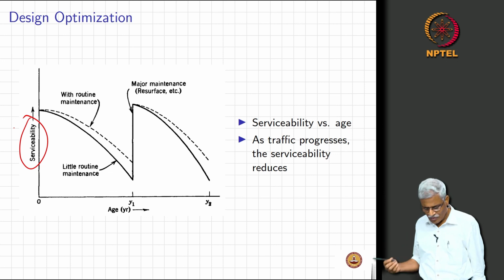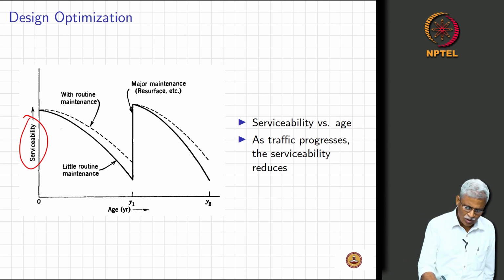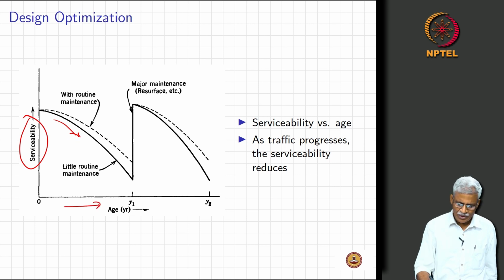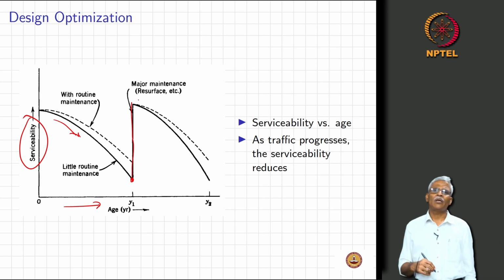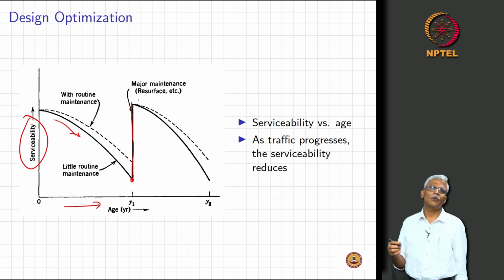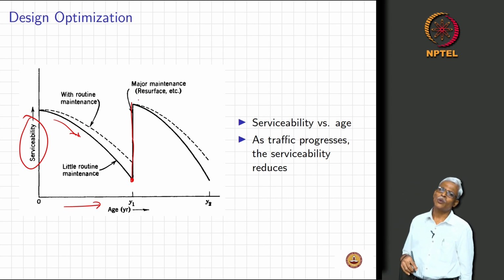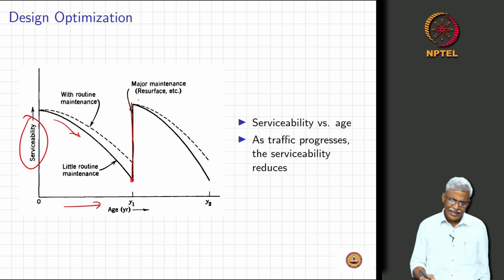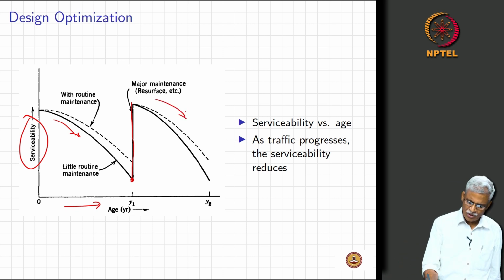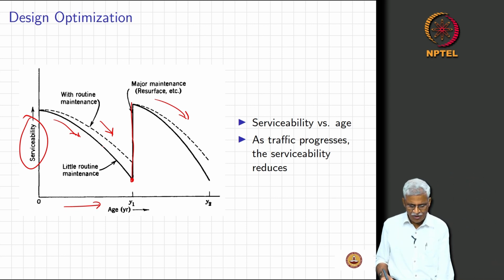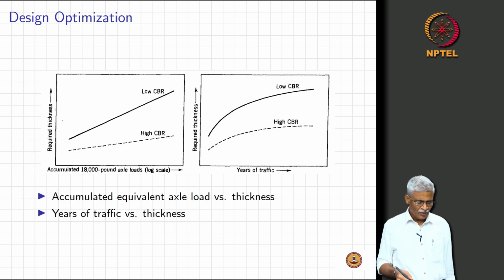As the pavement is subjected to traffic, the serviceability reduces, and somewhere here when you do the maintenance you go back to it. It could be a simple chip seal, a fog seal, or an overlay construction, and again this keeps repeating. So, as the traffic progresses the serviceability reduces, and this is what will really happen.